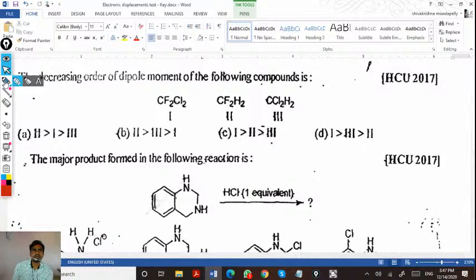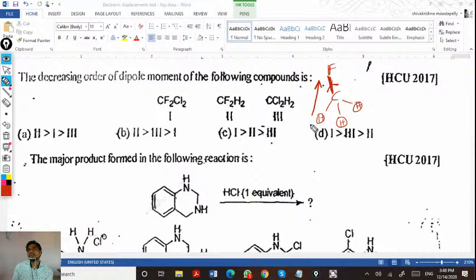Next, decreasing order of dipole moment. The dipole moment is made by the tetrahedral form of any compound. So in a tetrahedral compound, if it is exhibiting dipole moment, fluorine is going to pull the electron density towards itself, and hydrogens cannot pull or release the electron density. So the electron density will be towards this side.